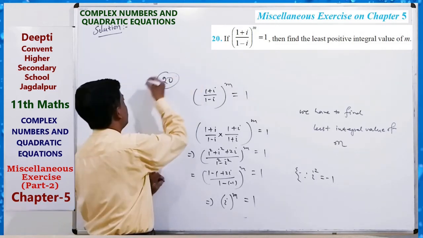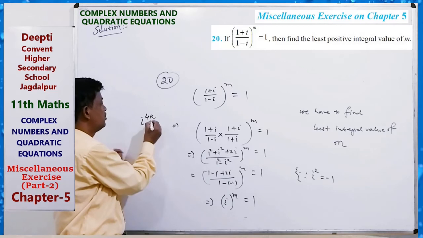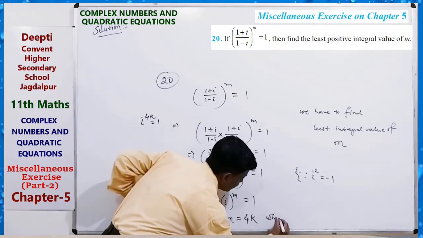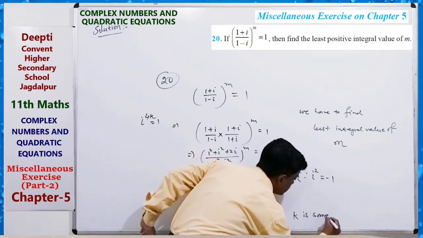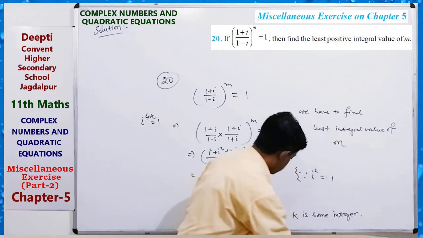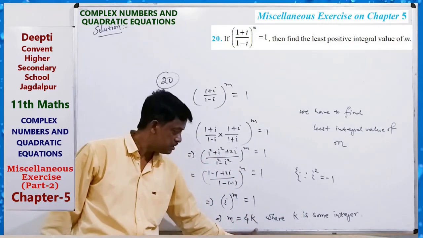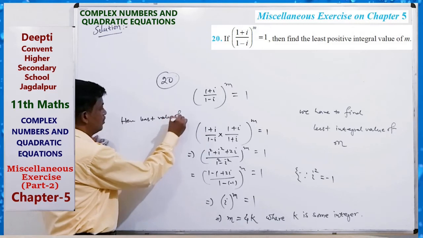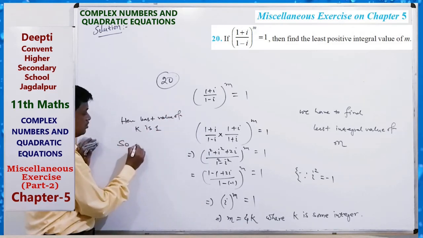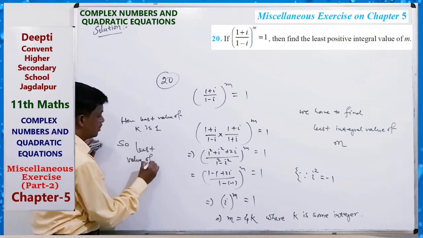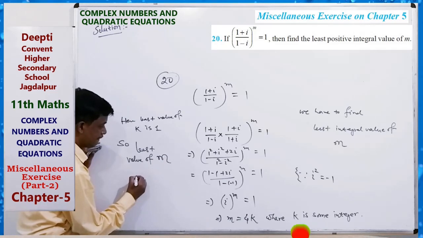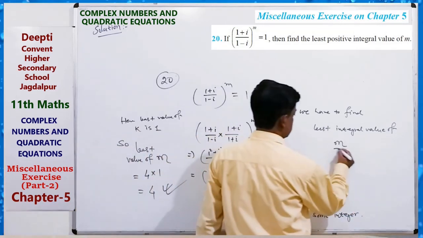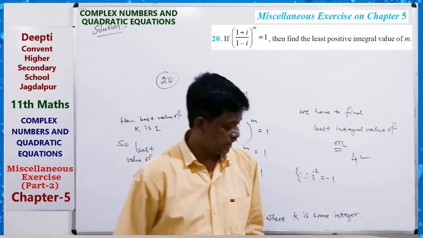Clear? We know that i to the power of a multiple of 4 is always 1. So m equals 4k, where k is some integer. Now the least value of k is 1, so the least value of m equals 4 into 1, which is 4. So 4 is the least value of m. Clear? So the miscellaneous exercise is completed.